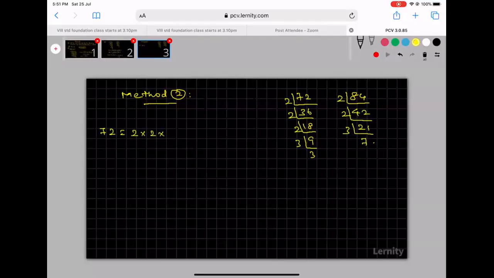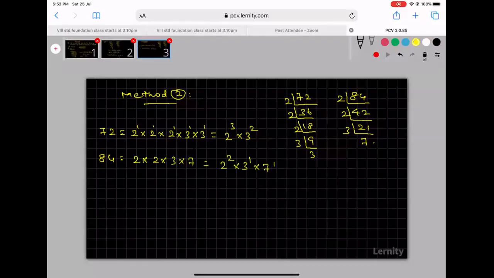Now you see I can write 72 as 2 into 2 into 2 into 3 into 3. So I can write this as 2 cube, here power 1, power 1, I can write 2 cube into 3 square. Then 84 I can write as 2 into 2 into 3 into 7, which is 2 square into 3 power 1 into 7 power 1.